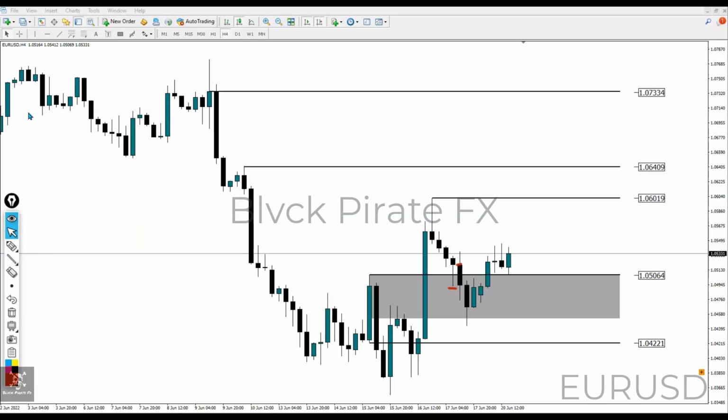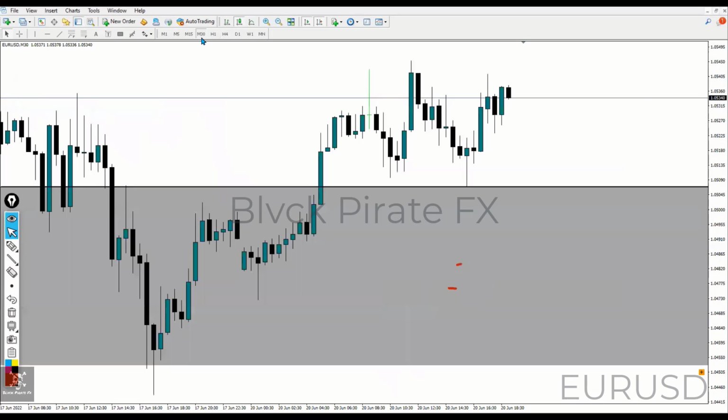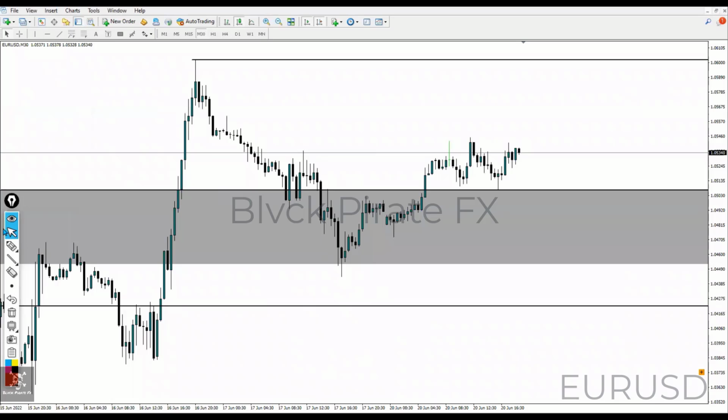Let's try and see how I got into this trade. I used the M30 time frame. Let's clear and then zoom out. There we go. This is what I was saying. If you watched the previous video, it's still there. You could go through it and find something useful that you can add to your analysis.